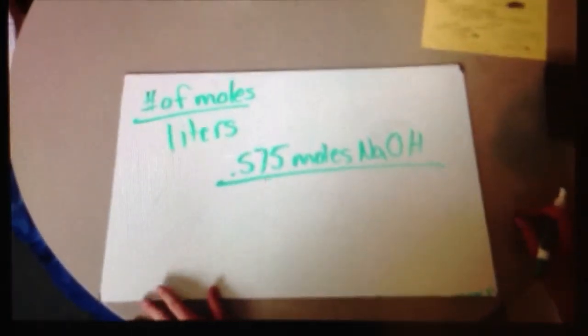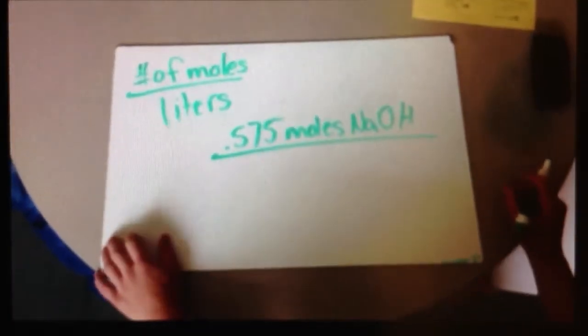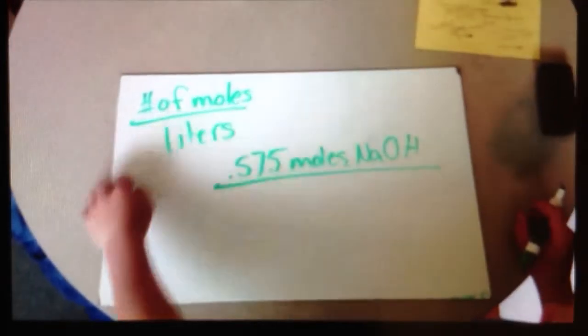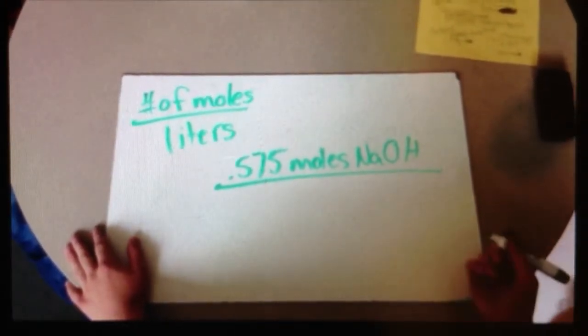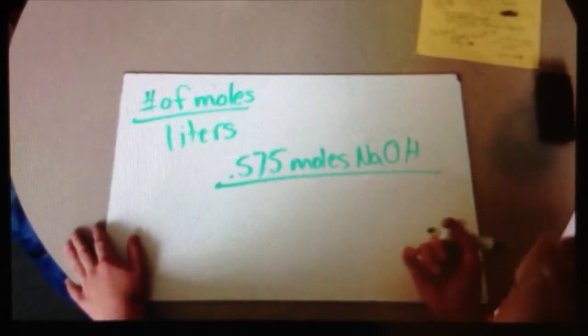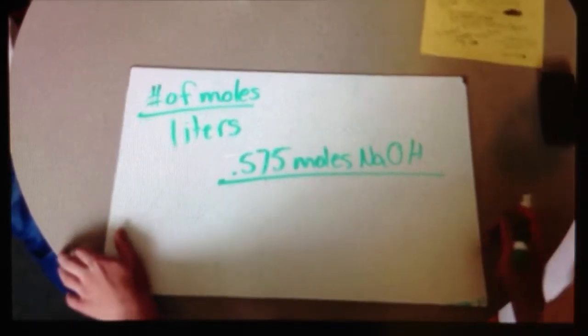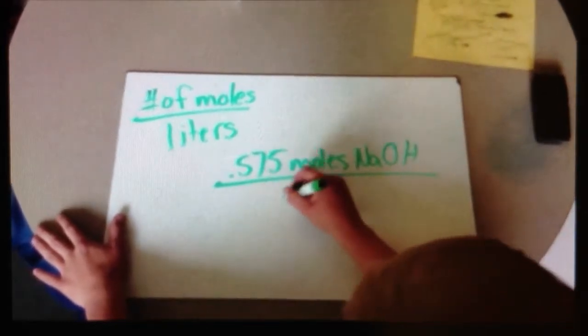Alright, now that we found out the moles, we have to put it back into the equation, which is a simplified form of the equation. And you see we have the moles on top. What we have to put on bottom is the volume in liters. And if you remember in the question, it was in 1 liter of water.